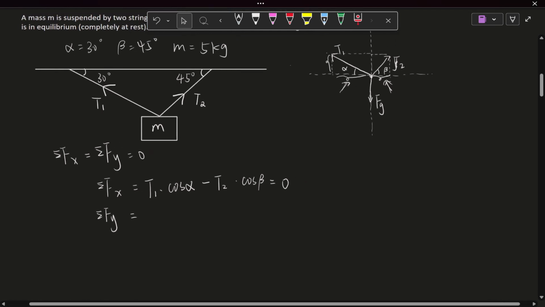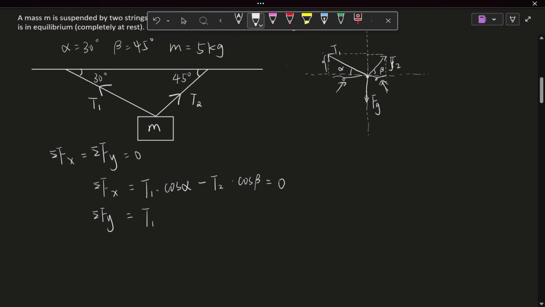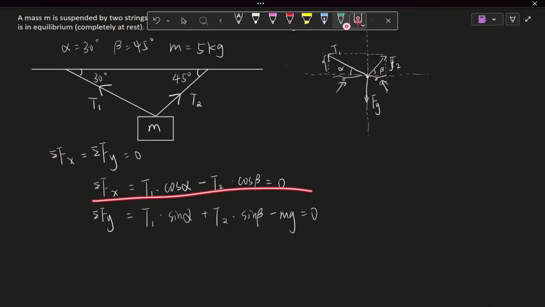Using trigonometry, we can get T1 times sine alpha plus T2 times sine beta minus mg, or FG, I would just write mg here, is equal to 0. So now we can solve the equation. As you can see, there are two unknown variables over here, and there are two equations, which means you can definitely get a unique number pair for T1 and T2.